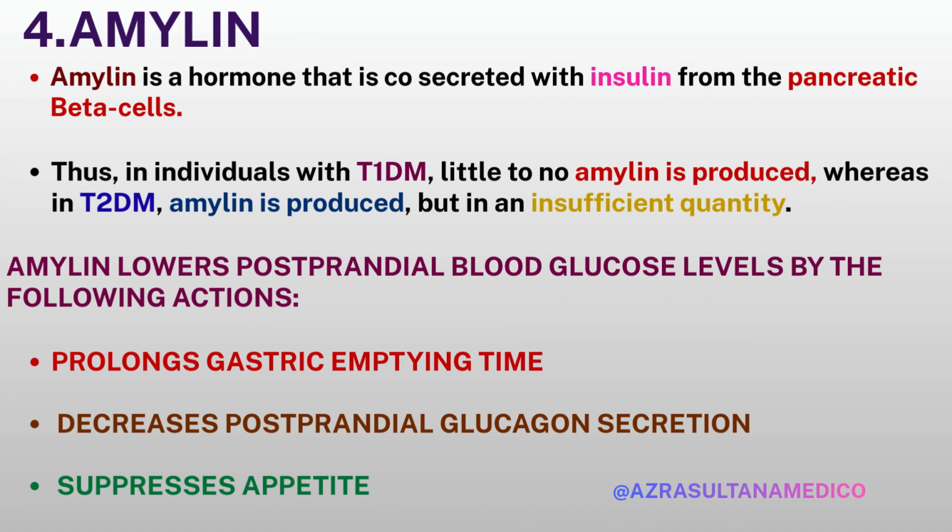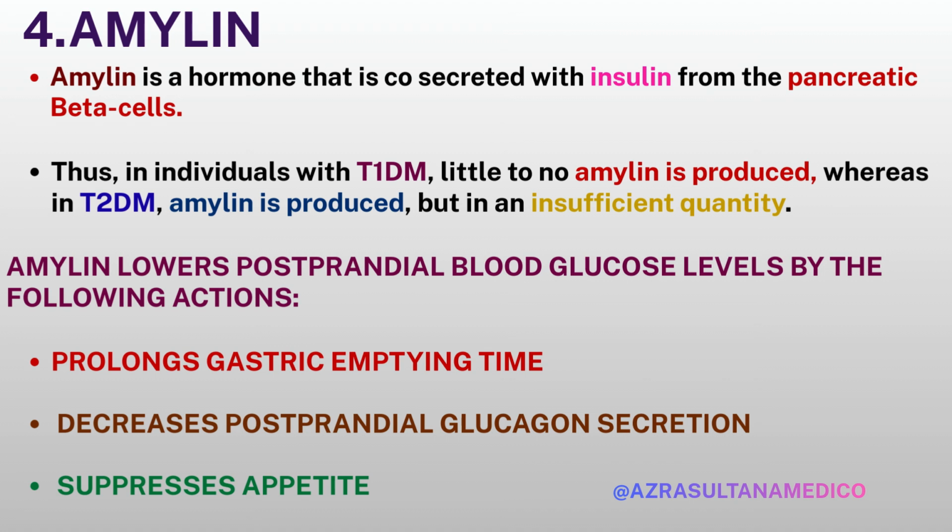Amylin. Amylin is a hormone that is co-secreted with insulin from the pancreatic beta cells in response to food intake. It works together with insulin to help regulate postprandial, after-meal, blood glucose levels. In individuals with type 1 diabetes mellitus, T1DM, there is little to no amylin production because the beta cells are destroyed. In type 2 diabetes mellitus, T2DM, amylin is still produced, but often in insufficient amounts relative to the body's needs.